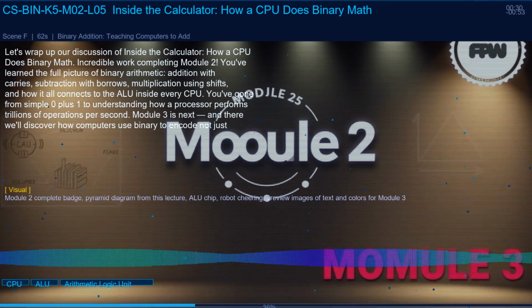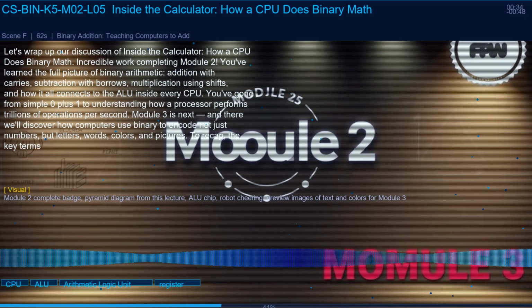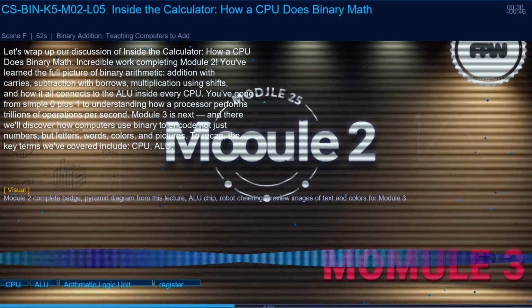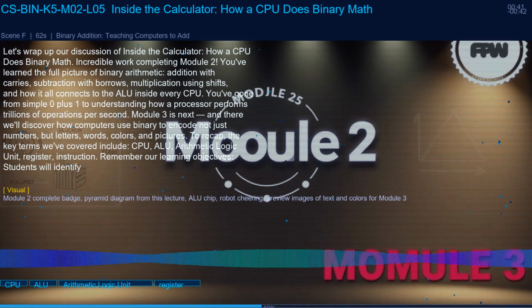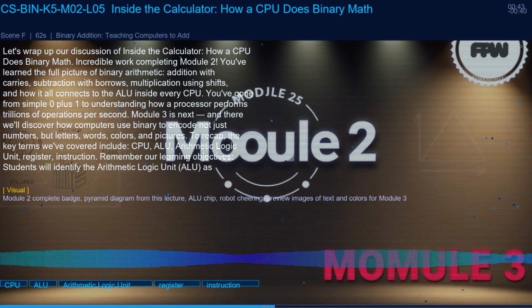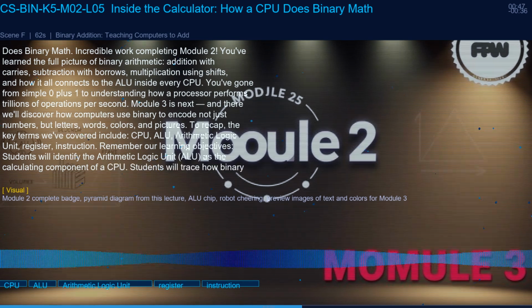Module 3 is next, and there we'll discover how computers use binary to encode not just numbers, but letters, words, colors, and pictures. To recap, the key terms we've covered include CPU, ALU, arithmetic logic unit, register, instruction.